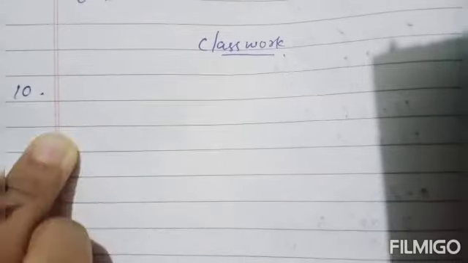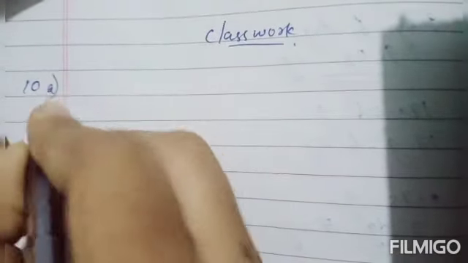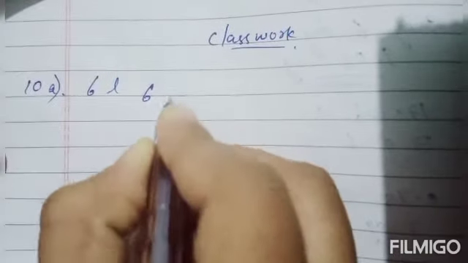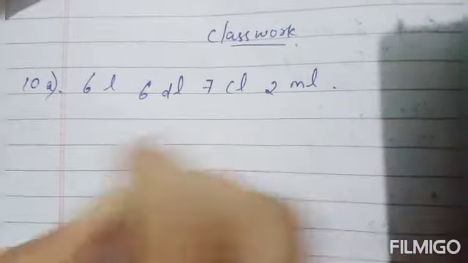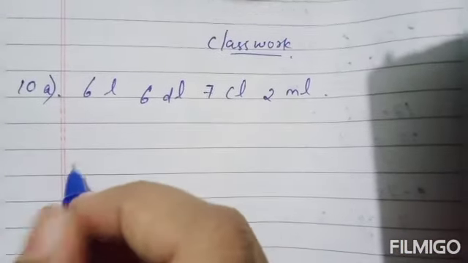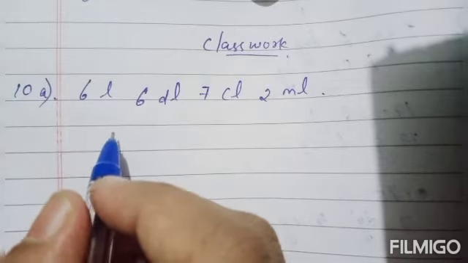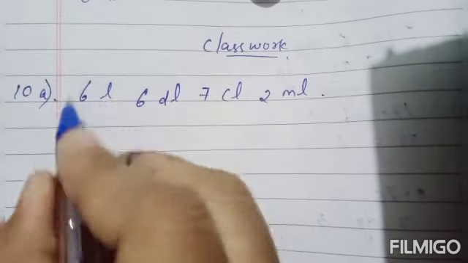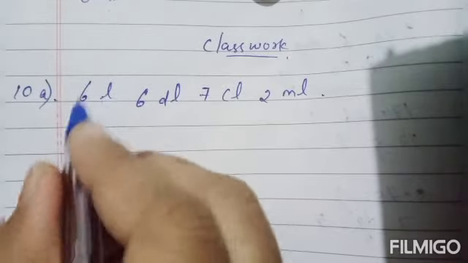So we have been discussing chapter 16, measurement, in that exercise 16a. Our next question, 10th question: using decimal notation, express in liters in that A, 6 liter, 6 deciliter, 7 centiliter, 2 milliliter. Okay, so we have to express this in liters using decimal notation. Now we know liter will come before the decimal point.